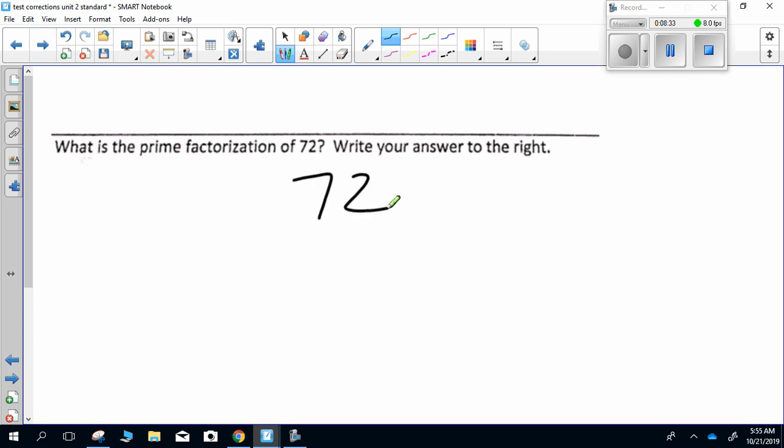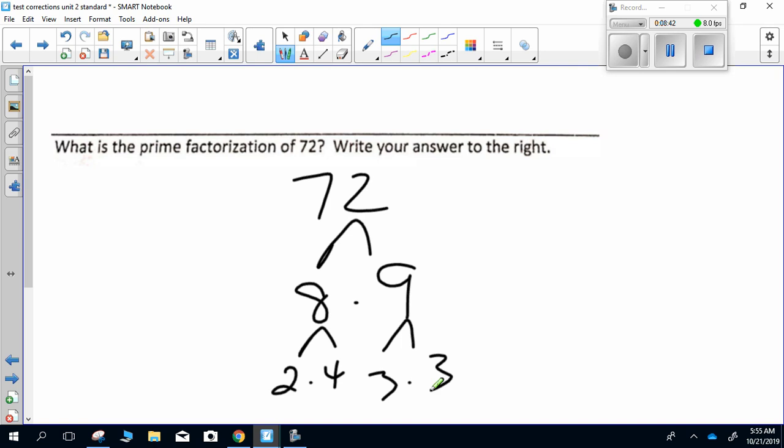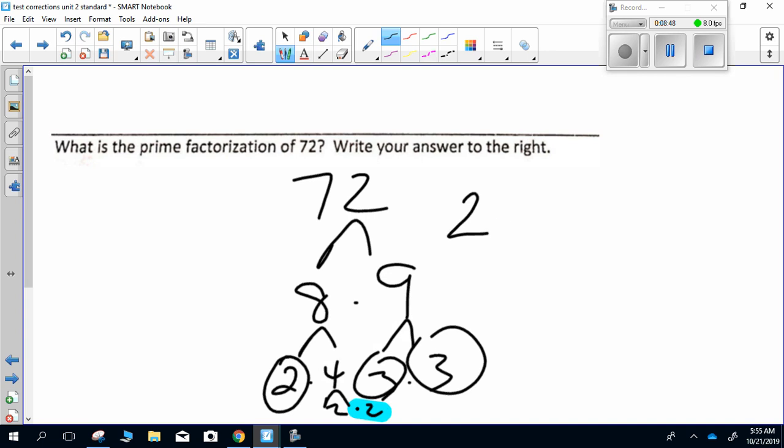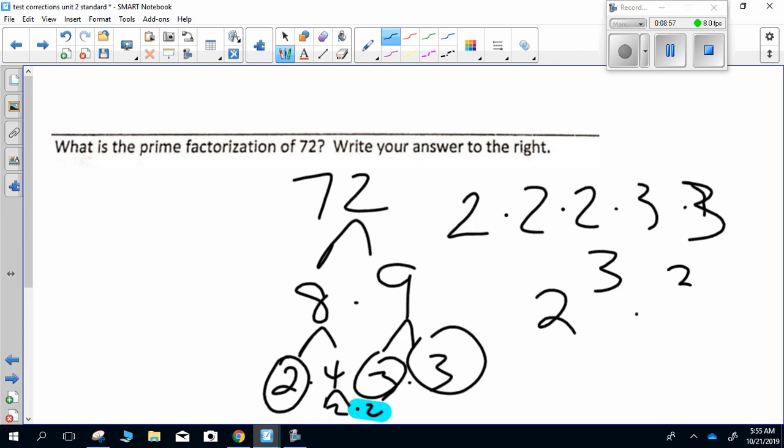Prime factorization of 72. 72 I know is 8 times 9. Neither of these is prime, so I keep going. 2 times 4, 3 times 3. Both of these are prime, as is this. Take apart 4 into 2 times 2. So it's 2 times 2 times 2 times 3 times 3, or 2 to the 3rd power times 3 to the 2nd power. When it asks for prime factorization, only numbers in the problem have to be prime.